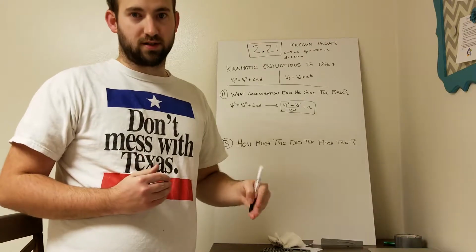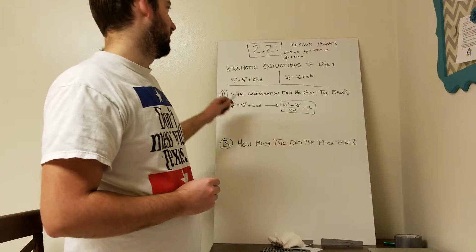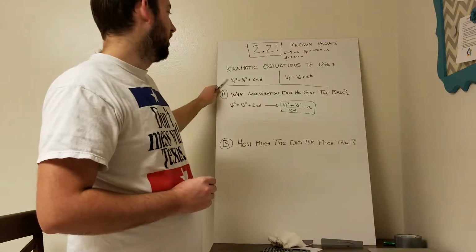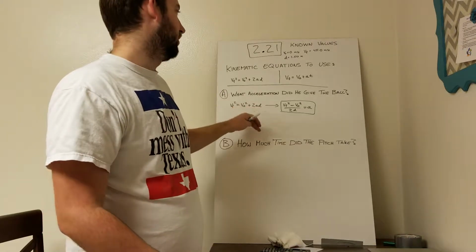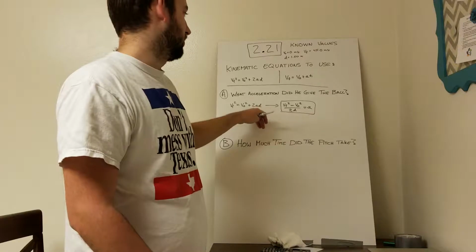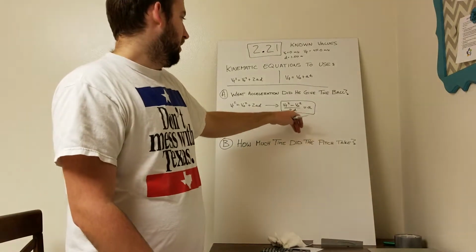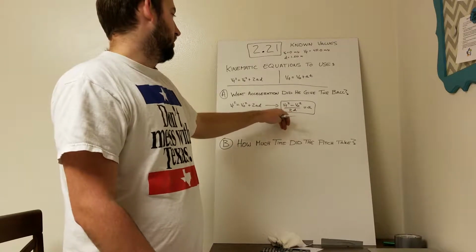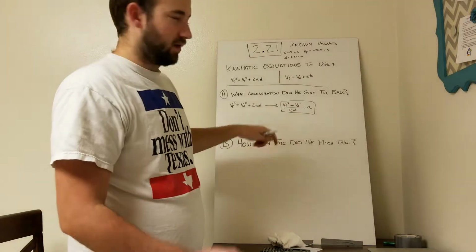undergoes a constant acceleration. So since it's a constant acceleration, we can use this kinematic equation, and to find that acceleration, all we need to do is to manipulate this equation a little bit to solve for that acceleration. So now what we'll do is plug in the values that we already know and solve for that acceleration.